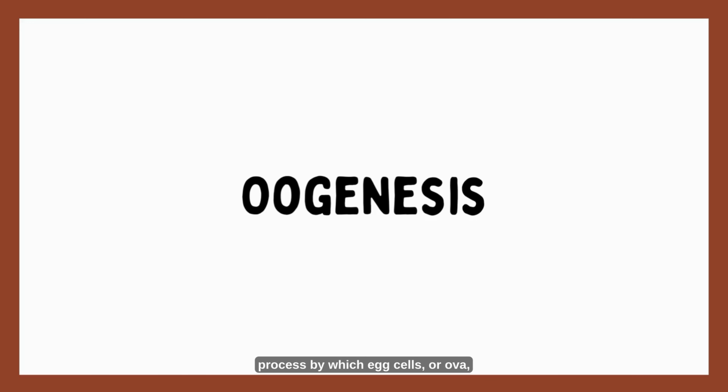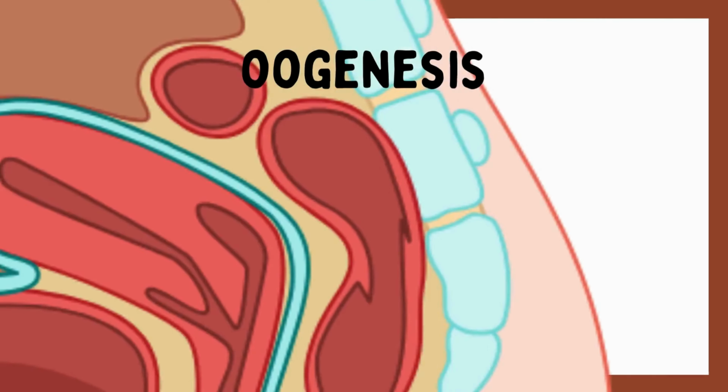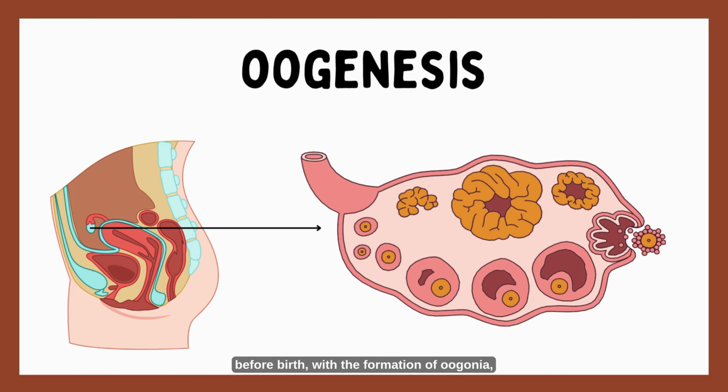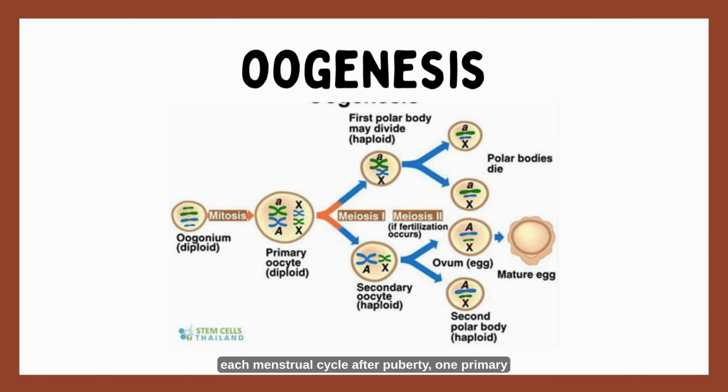Oogenesis is the process by which egg cells, or ova, are formed in females. It begins before birth, with the formation of oogonia, and pauses at an early stage. During each menstrual cycle after puberty, one primary oocyte resumes development, completing meiosis and producing a mature egg cell.